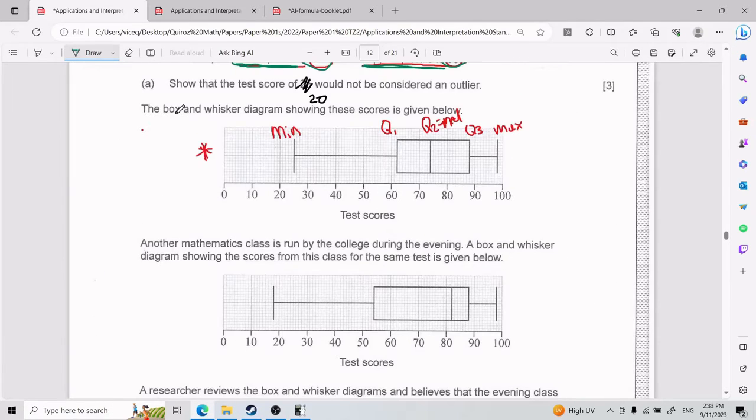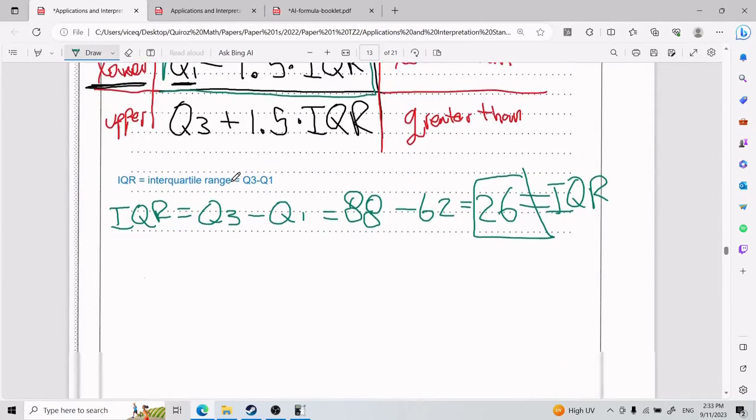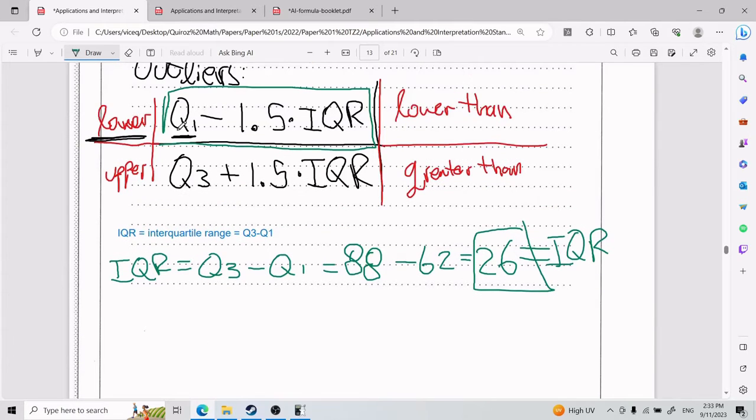Since we're going for an outlier that is in my lower end, ¿cierto? Because part A is asking to show that the test score of 25 will not be considered an outlier. 25 in this context is clearly in the lower end of my data. I'm going to use the formula up top, see? So we said that Q1 was 62. So we have Q1 minus 1.5 times IQR. Q1 is 62, so 62 minus 1.5 times 26.